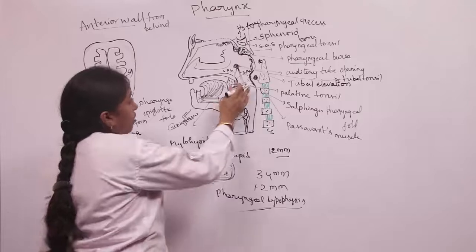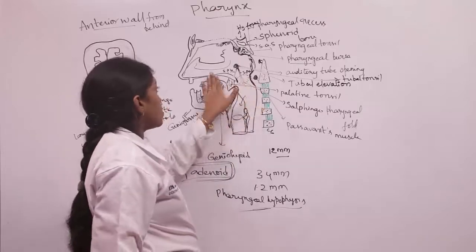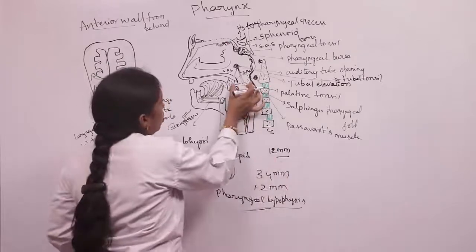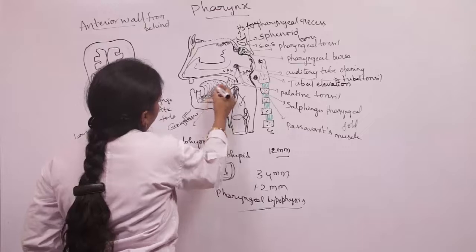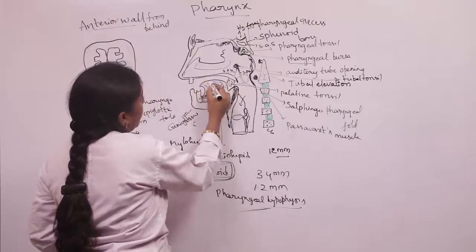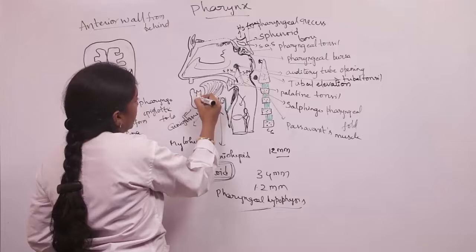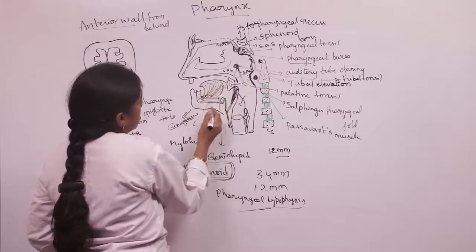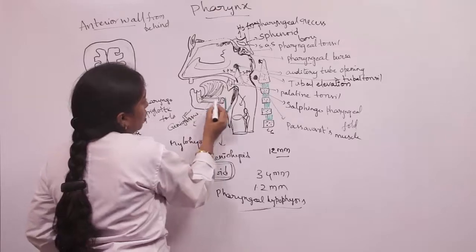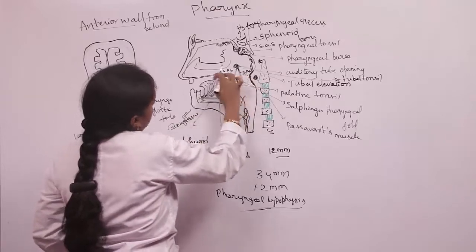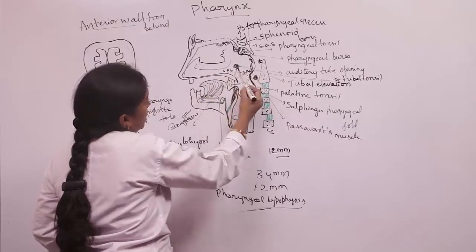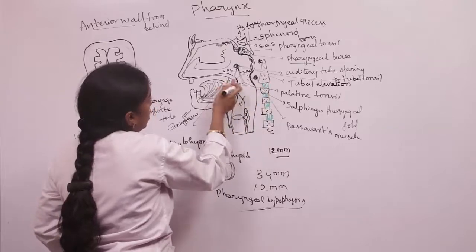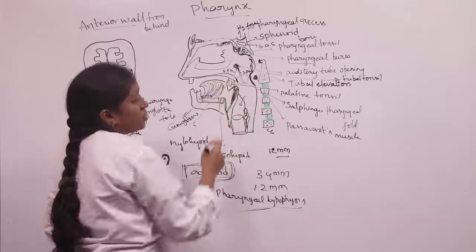Coming to the oropharynx. The oropharynx communicates with the oral cavity through the oropharyngeal isthmus. This is the oropharynx, this is the oral cavity, this is the tongue, the hard palate, the soft palate, and the mandible. Here we have the genioglossus, mylohyoid and geniohyoid muscles. This tube we call the pharynx, and it communicates with the oral cavity through the oropharyngeal isthmus.